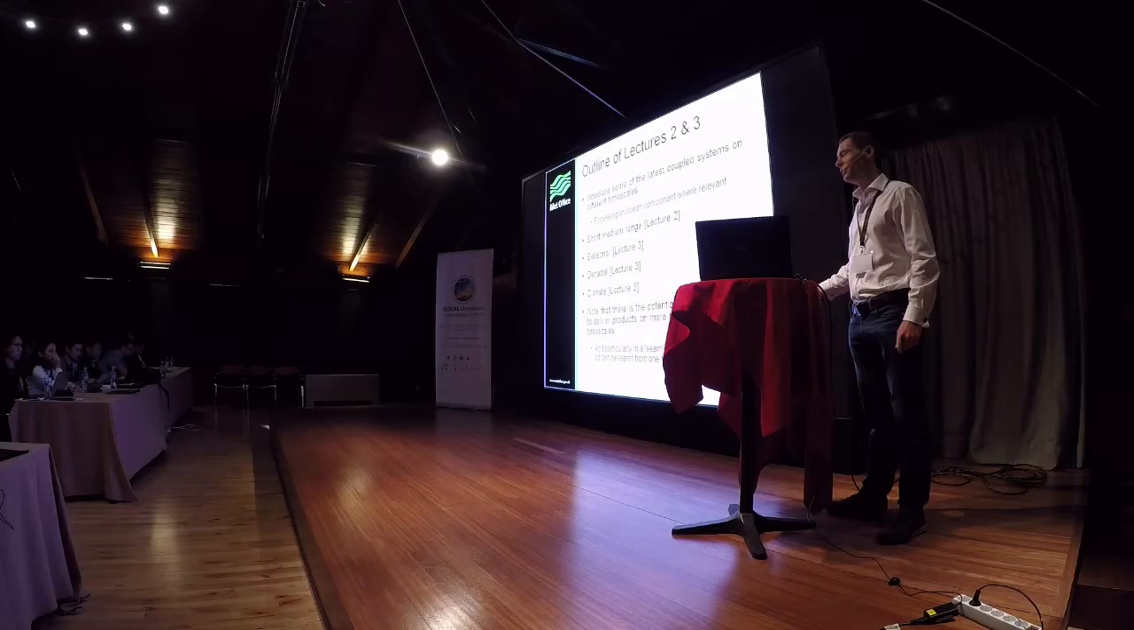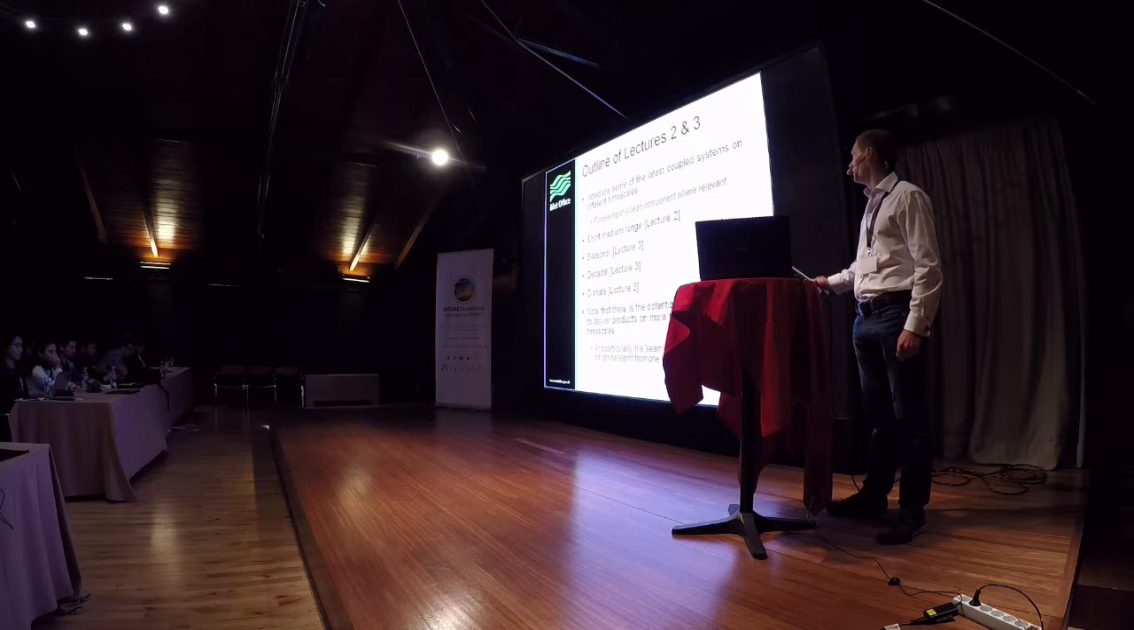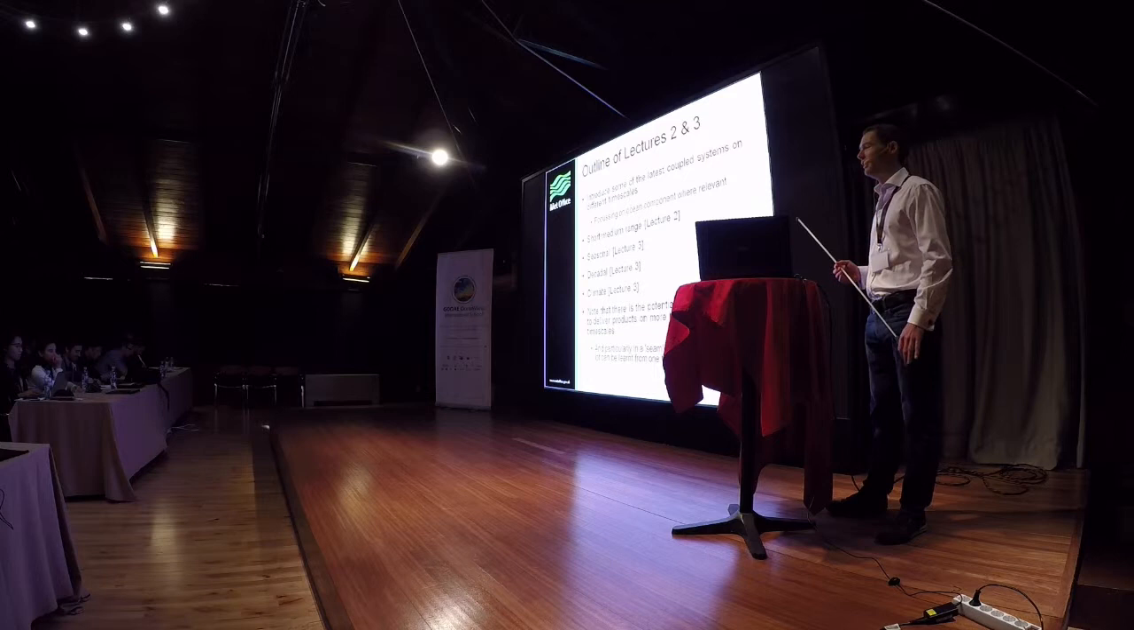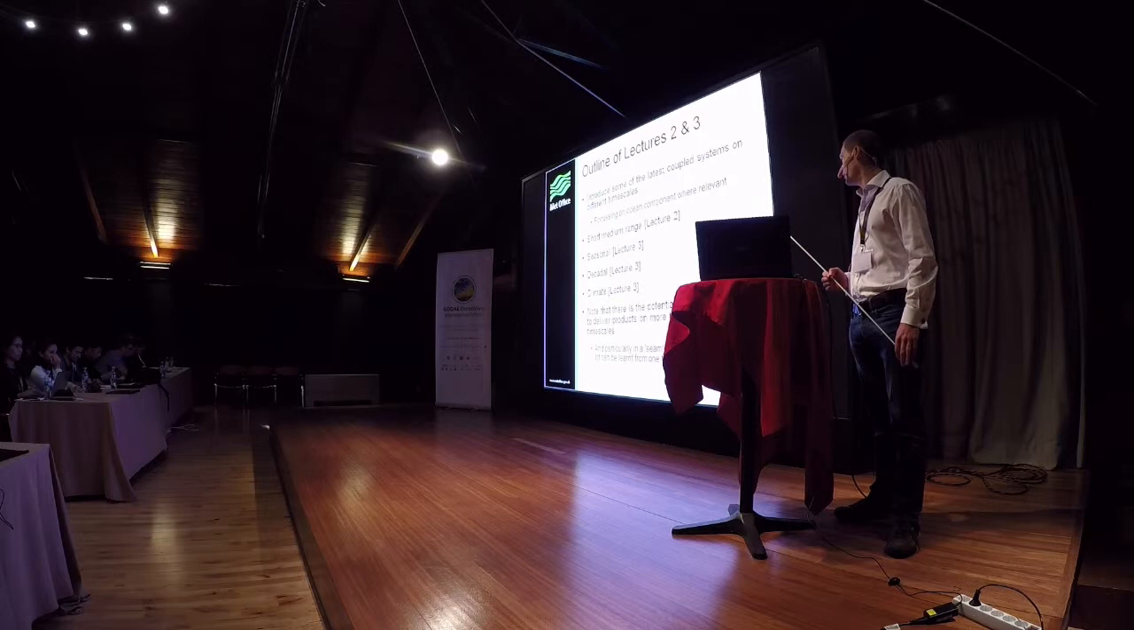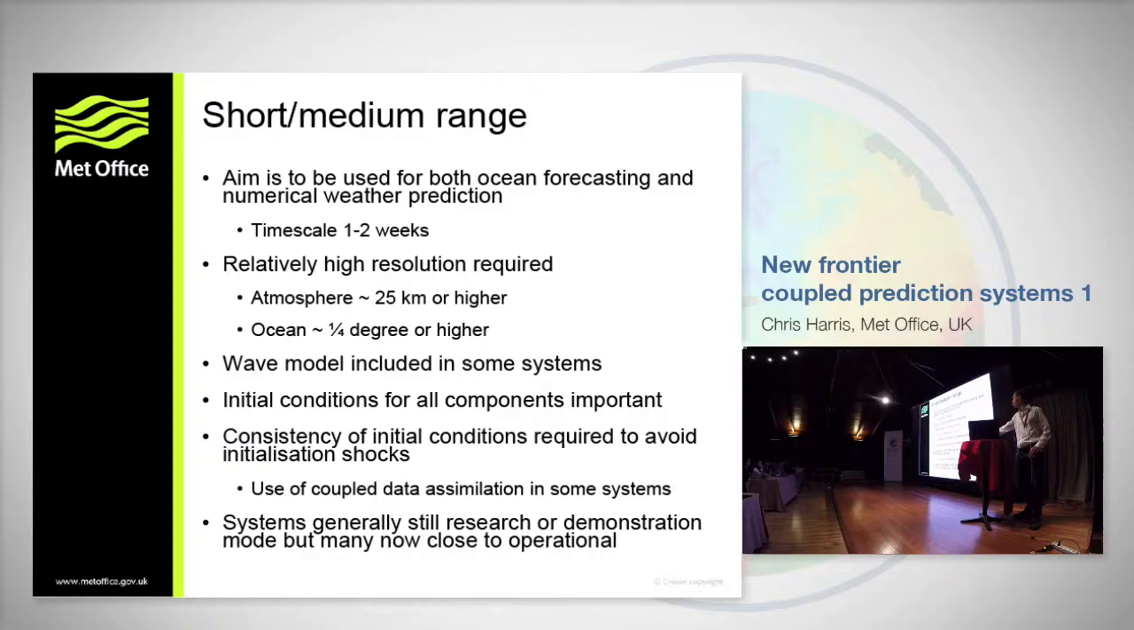Just to note at the bottom that although I'm dividing things up like this, of course, there is the potential for a single system to produce products over a range of timescales. So you run something for short range, and some of those members maybe you run on for your seasonal forecast, for example. So they don't necessarily divide up quite as cleanly as that, but that's roughly the structure I'm going to take this morning. So short and medium range.